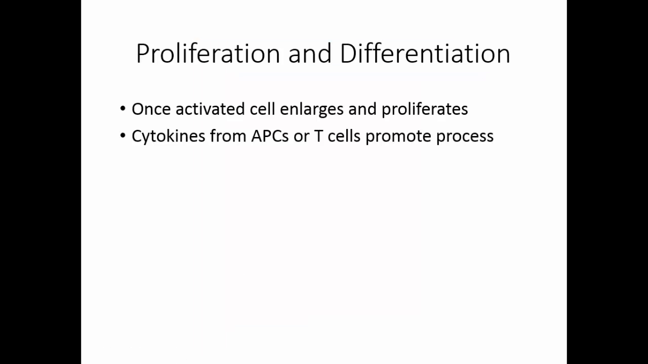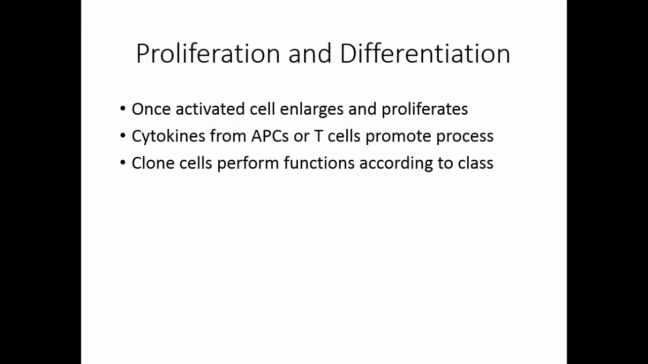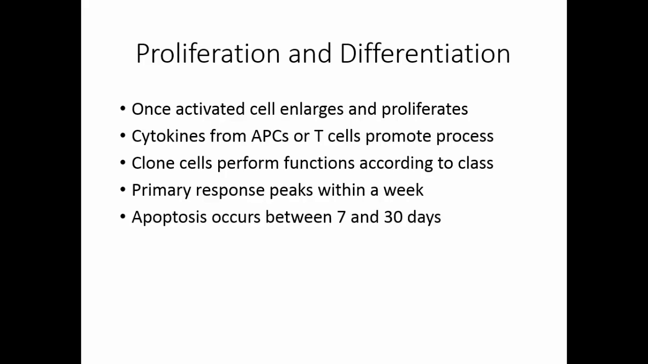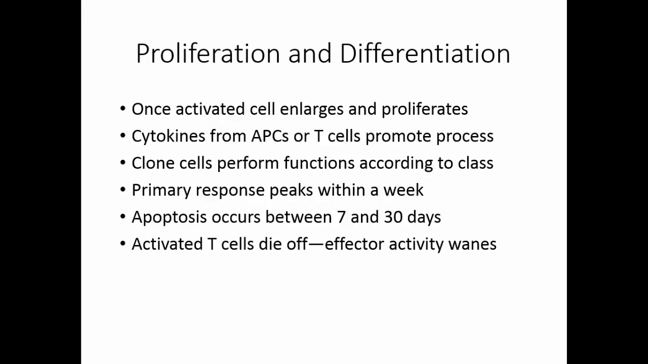Once activated, the cell enlarges and proliferates. Cytokines, which we'll talk about in a minute, from the antigen-presenting cells or the T cells help promote this process of proliferation. These cloned cells perform functions according to class. Their primary response peaks within about a week, and then we begin destroying the cells by a process called apoptosis. Starting at about day 7 and continuing until about day 30, these activated cells are destroyed. As we destroy the activated T cells, the effector activity wanes.